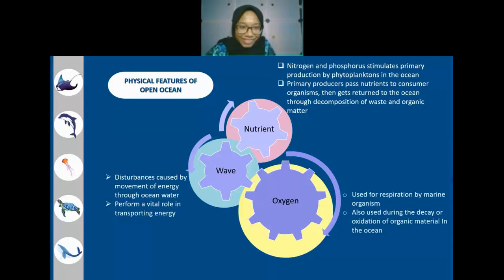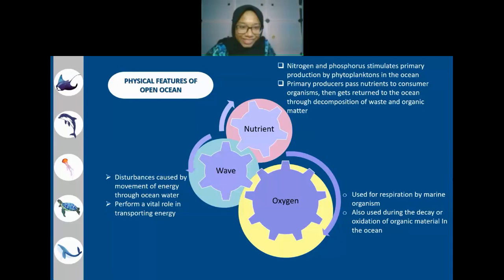Waves perform a vital role in transporting energy. One of the examples is that energy contained in the air of an oceanic storm is transferred across the air-sea interface to produce choppy, random wave motion. So there we can see that energy is being transferred.